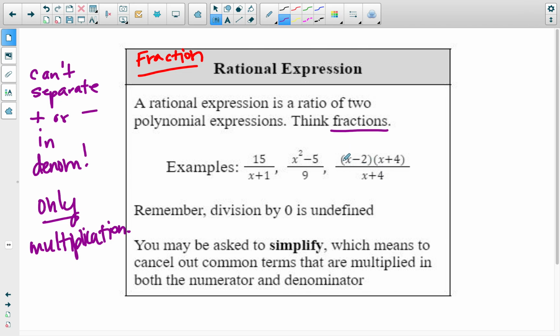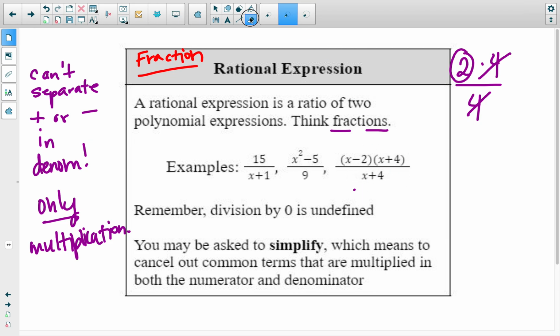Here are some examples. We can have them in factored form like this: x minus 2 times the quantity x plus 4. The parentheses are important. We could think about this x plus 4 on the bottom as a factor, and we could actually cancel those two out because there's multiplication. It's the same thing as if I say 2 times 4 divided by 4. I could cancel out those 4s on the top and the bottom, and I'm just left with 2. That's kind of what this looks like. Remember that division by 0 is undefined. You may be asked to simplify, which means to cancel out common terms that are multiplied in both the numerator and the denominator, like that x plus 4 that I just showed you.